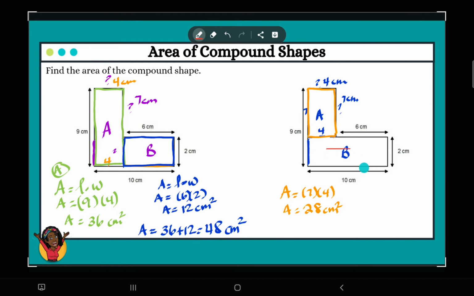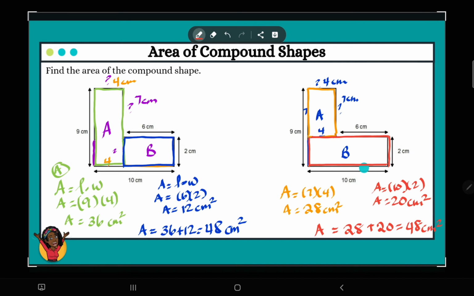I'm going to highlight rectangle B using red. And here, this entire width would be 10, and this here, my height, would be 2. So I'm going to go ahead and plug those in. So I have 10 times 2, which is 20 centimeters squared. And then my total area is the sum of these two. So 28 plus 20 is equal to 48 centimeters squared.